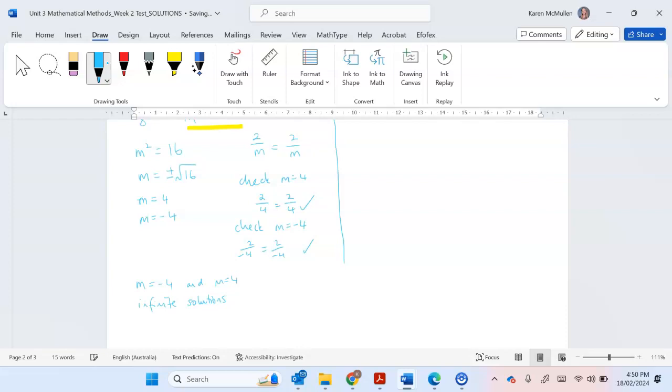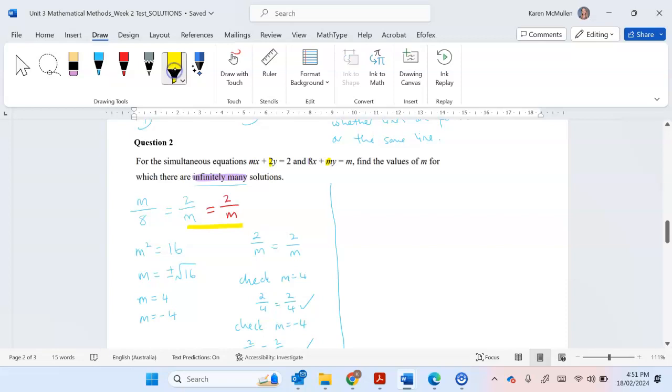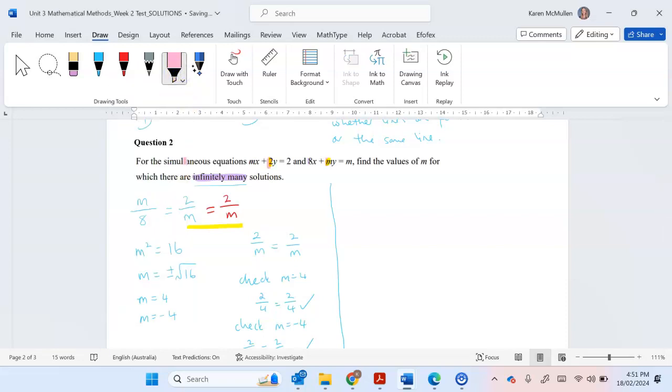So that basically means you'll never have parallel lines, okay, because when your gradient's the same, it's going to be the same line, and that's because of these coefficients being the same. So this 2 over m and this 2 over m, they just happen to be the same.